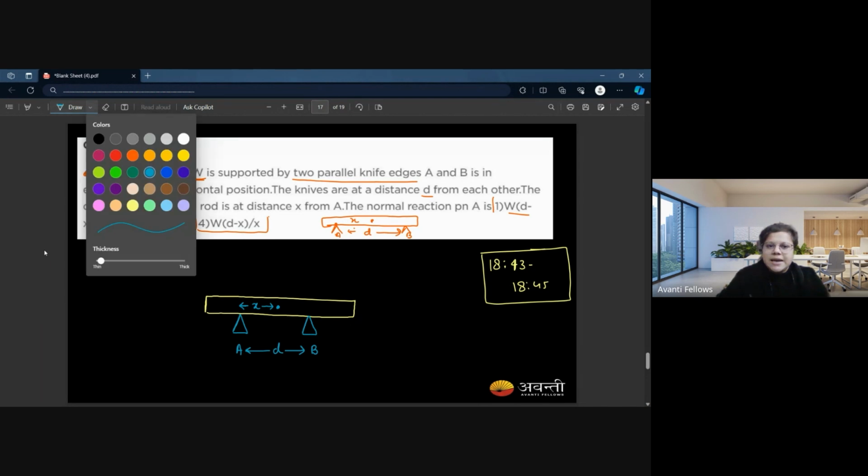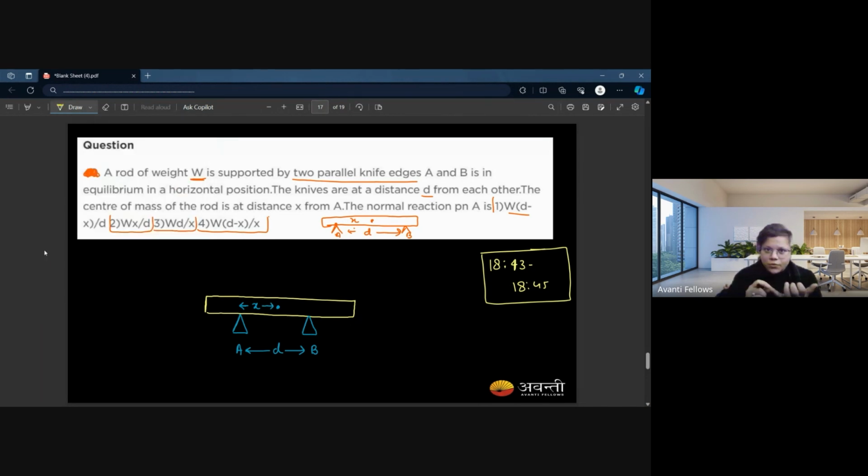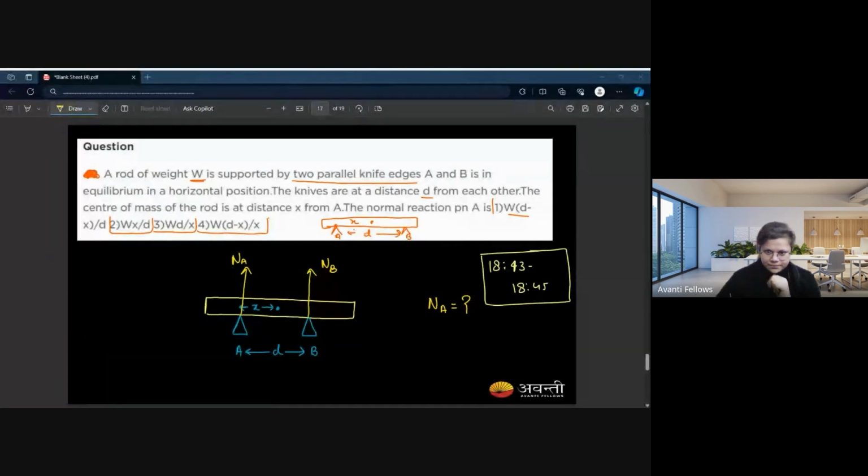Normal reaction is a contact force. Whenever you put two objects into contact, then they will apply the normal reactions, right? So normal reaction at A would be like this. Normal reaction at B would be like this. You need to find out normal reaction at A. You have 4 options above there. Is that okay, Harshita?